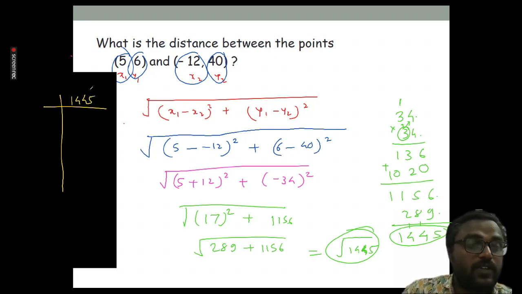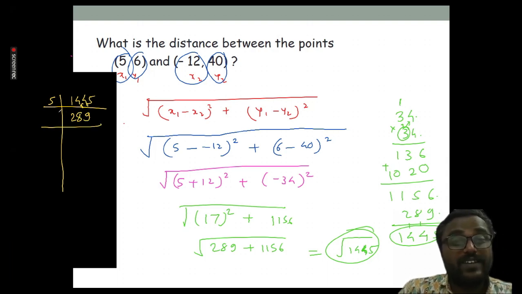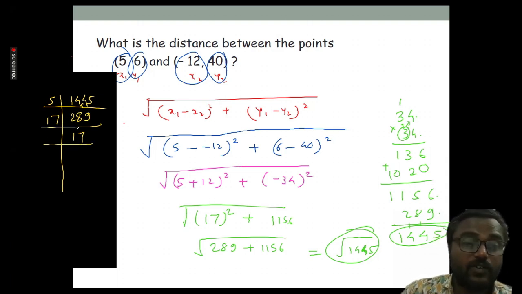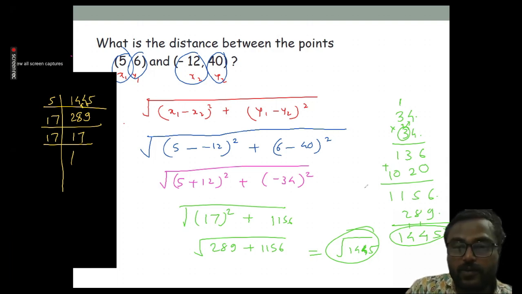So we cannot divide it by 2. We cannot divide it by 3. We can divide it by 5. So 5 times 2 is 14, 4 carried over. 5 times 8 is 40, again 4 carried over. 5 times 9 is 45. As we already know, this number can be divided by 17. 289 divided by 17 will be 17. Here we have 1.